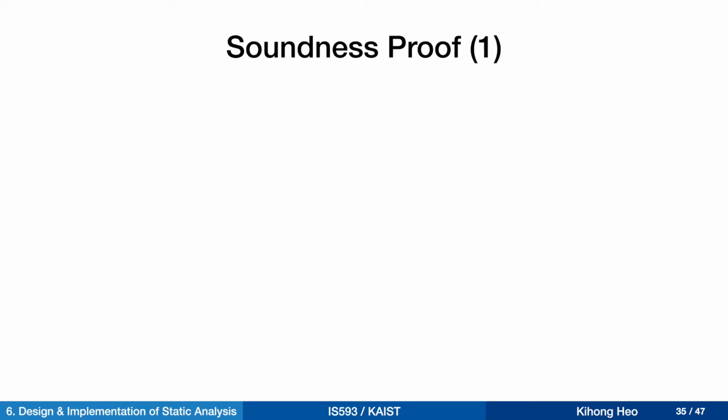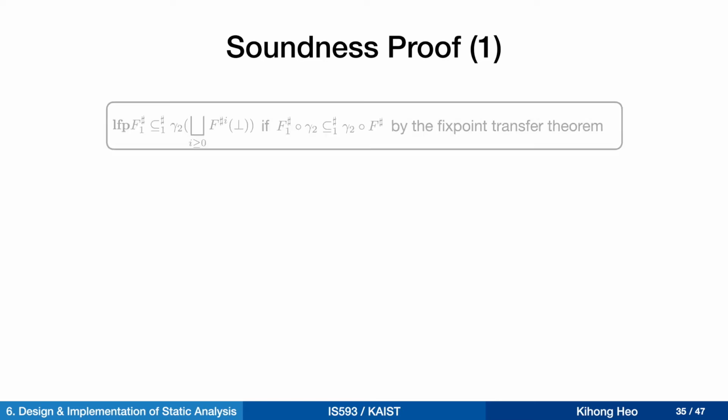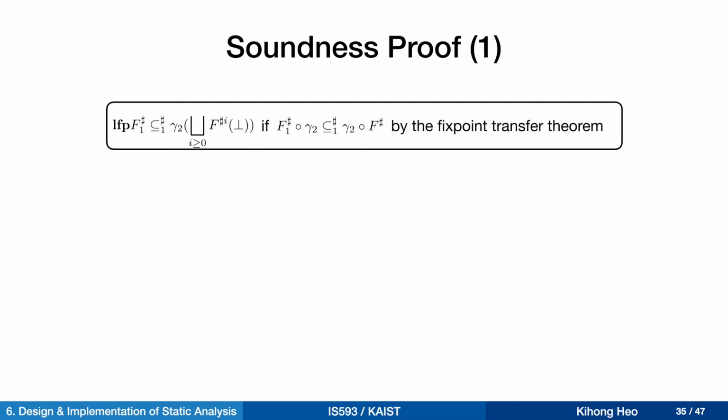Next, let's prove the soundness. Because the partitioning abstraction is a sound abstraction of the concrete semantics, it is enough to prove that the memory abstraction is a sound abstraction of the partitioning abstraction. Then, according to the abstract interpretation framework, the final abstraction is a sound abstraction of the concrete semantics. And also it can be done by showing this condition, right? This condition is true according to the framework.